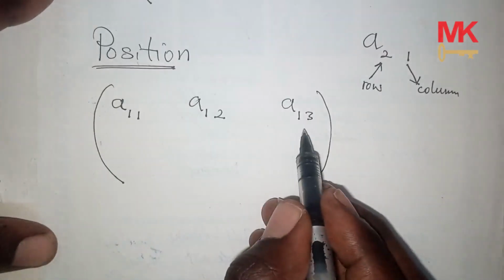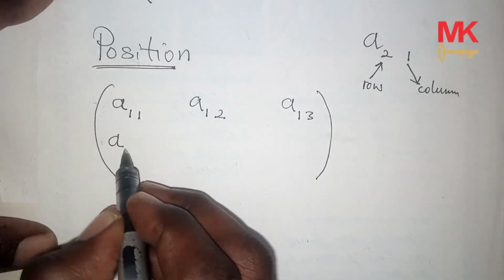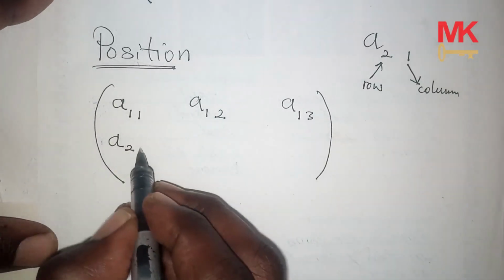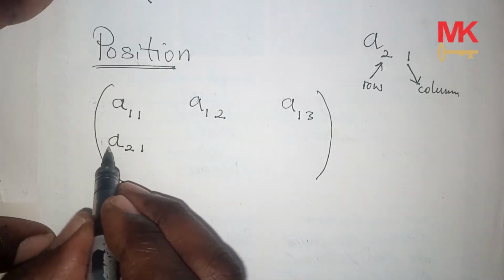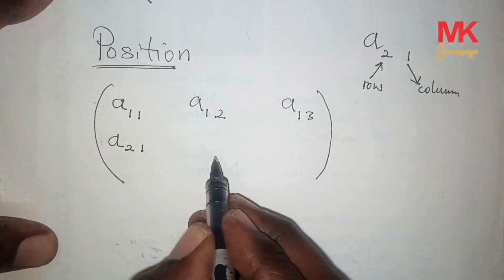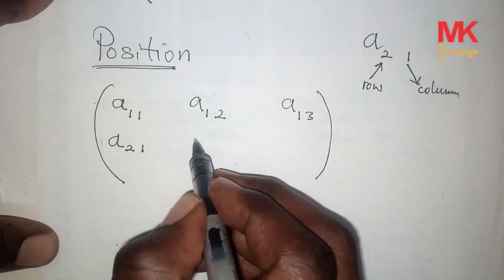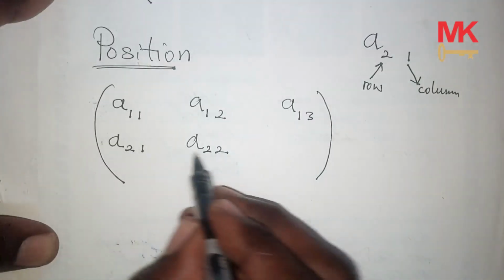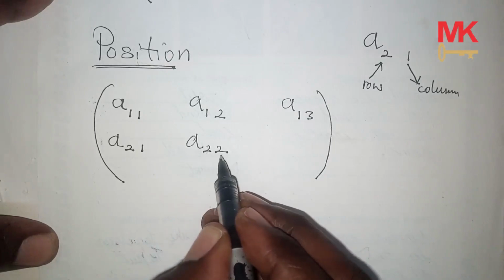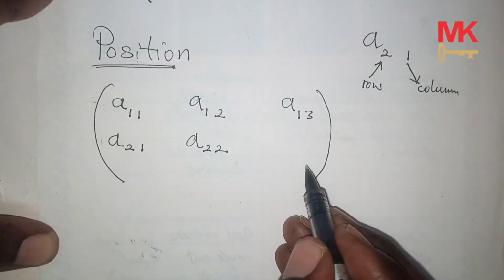A11, A12, A13. Now we're moving to the second row. So we're going to start with A21. That's A21, which means this element is in the second row, but in the first column. So the next is going to be A22, second row, second column. As you can see, this is the second column, and this is the second row as well.